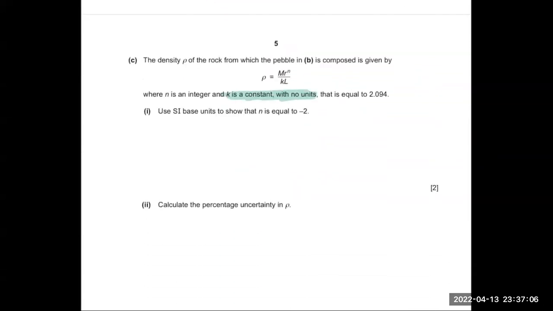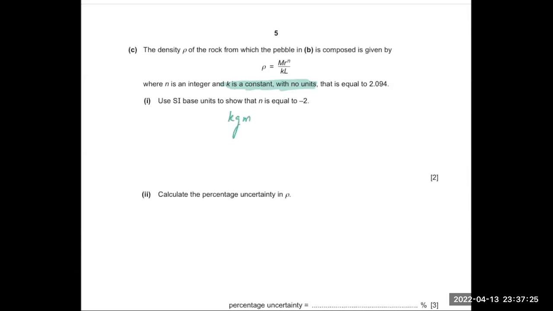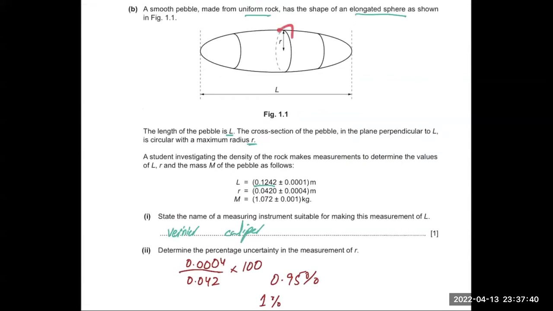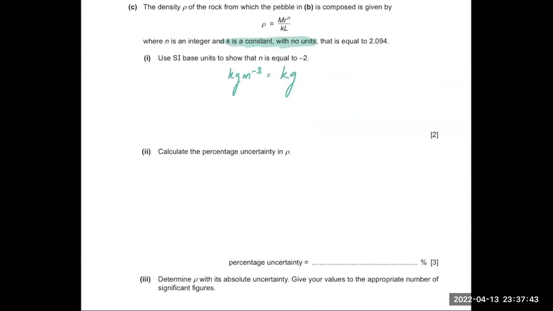So you need to show that the base units of n are equal to minus 2. How do you do that? You just substitute the SI base units for all the quantities involved. And we know that for a homogeneous equation, the units on the left-hand side should be equal to the units on the right-hand side. So density has the unit kilograms per meter cube. M, which is mass, has the unit kilogram. R, which is the radius of this rock, is measured in meters. We'll plug in meters to the power n, divided by K, which is a constant with no units.